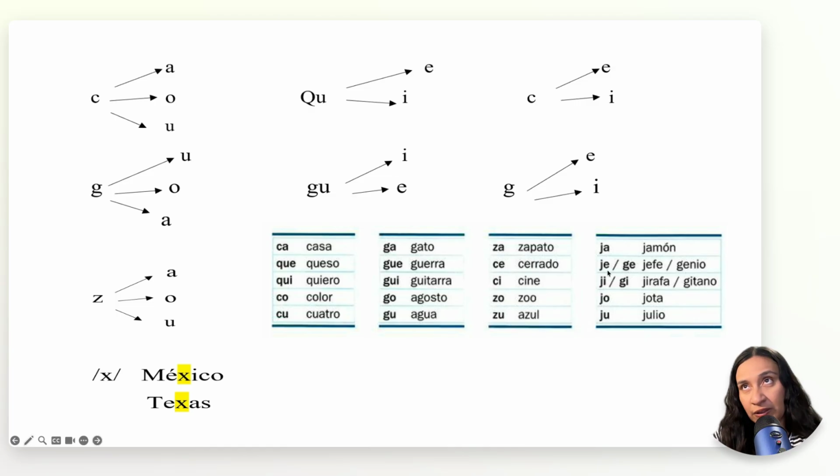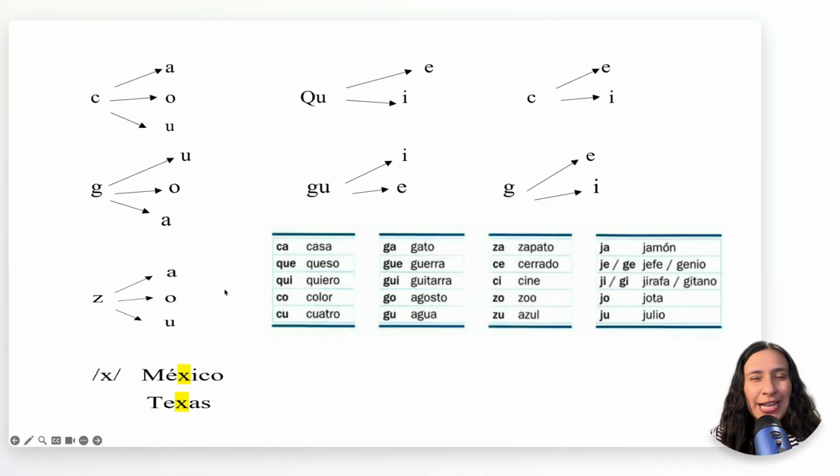Here they have the same, the J and the E and the G and the E, they have the same pronunciation. So je, ji, jefe, genio, jirafa, gitano. The J and the A, jamón, jo, ju, Julio. So ha, ho, hu. Yeah, so we are gonna go over these in a more advanced level, intermediate, and then advanced level in our next modules. As for now, this is what we have, and yeah.